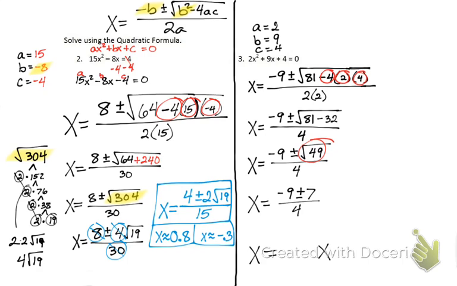And your two actual answers come from just writing that out, right? Negative 9 plus 7 is negative 2 over 4, which is negative 1/2. So there's your first answer, x equals negative 1/2. Second answer, negative 9 minus 7, which is negative 16. And negative 16 divided by 4 is negative 4. So negative 1/2 and negative 4 are the two answers for x.